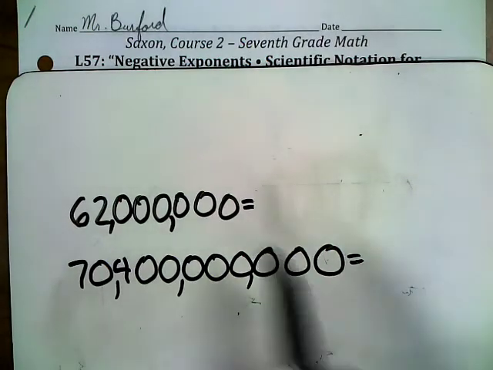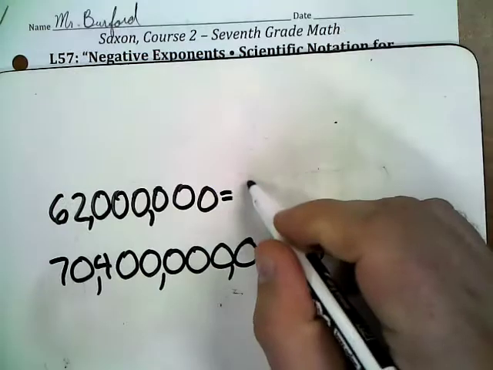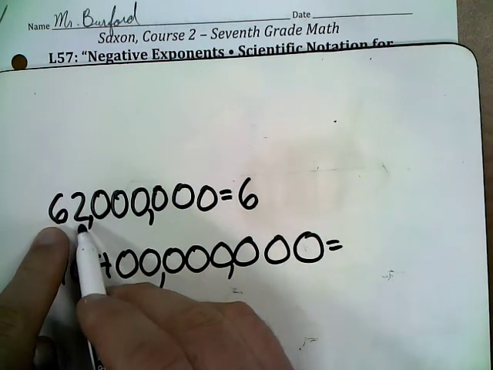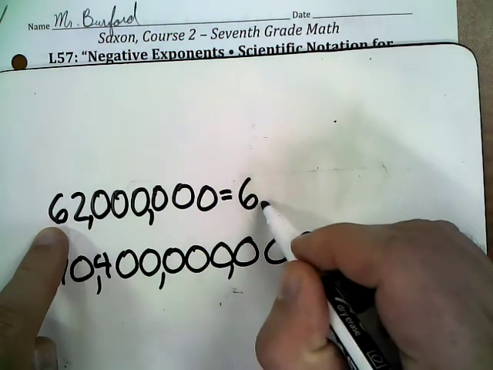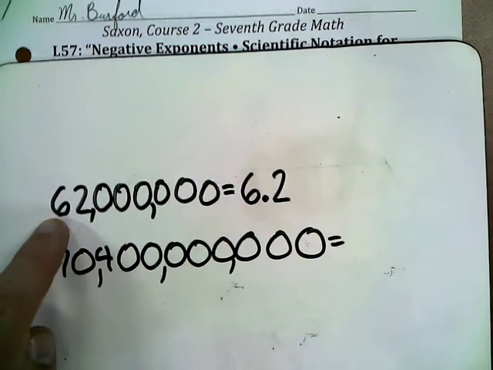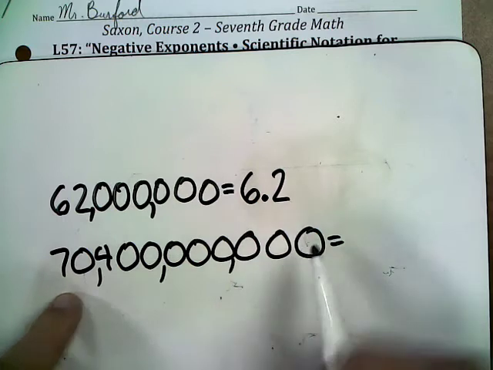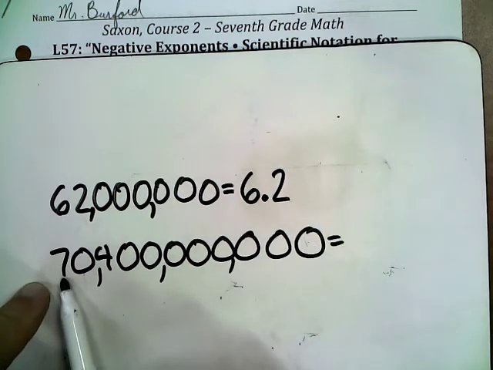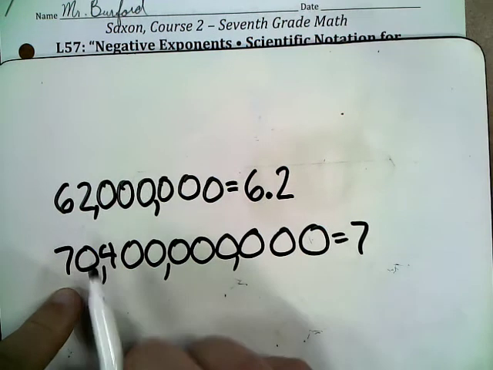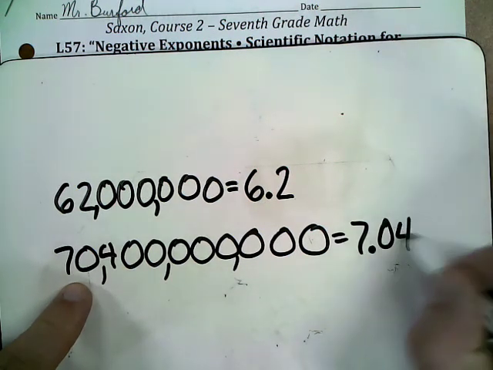So if I'm only going to have one whole number digit here, it's going to be the 6. But it's not just a 6. This number also has a 2 after that 6. So if this is the only whole number, it'll have to be 6.2. So that's my coefficient. Looking at this problem down here, my one whole number digit must be 7. But after this, I see a 0, 4. So this would be 7.04.